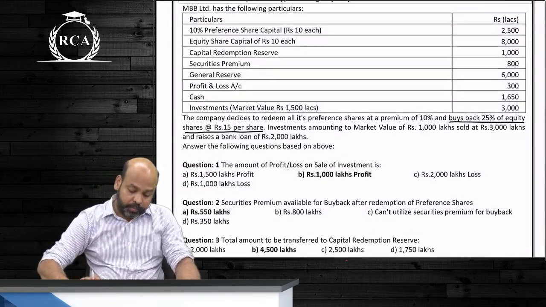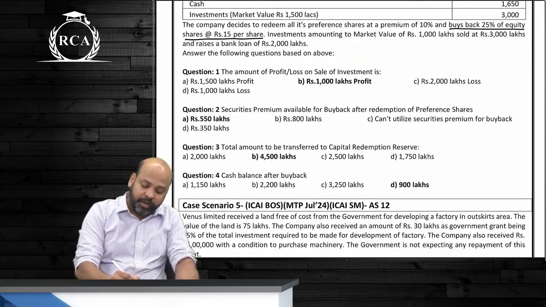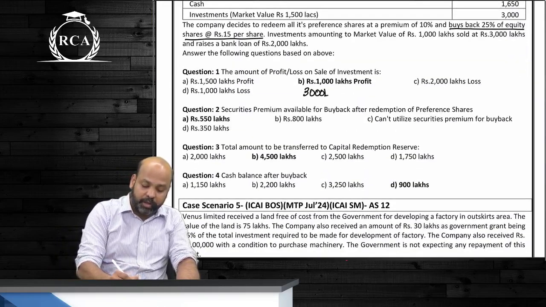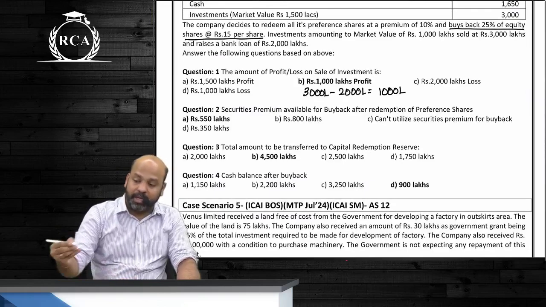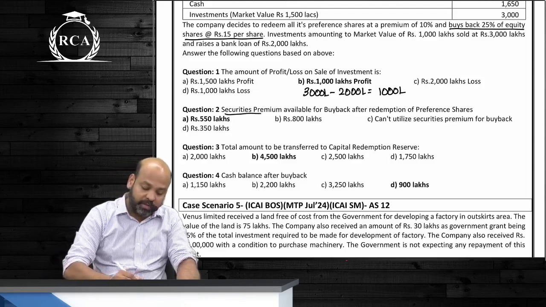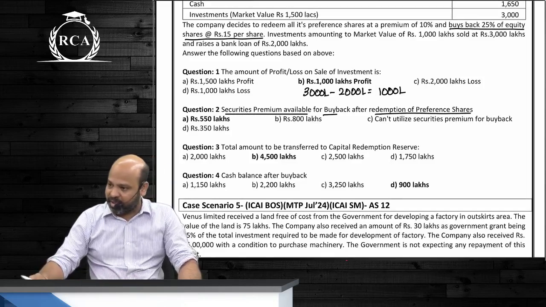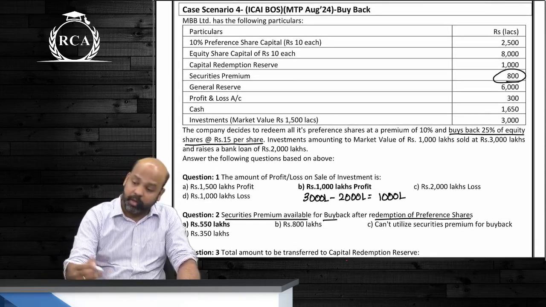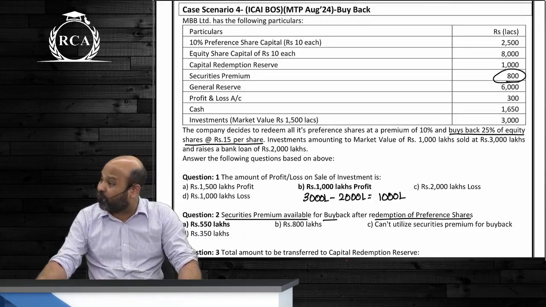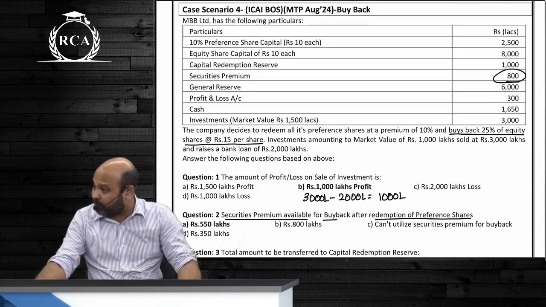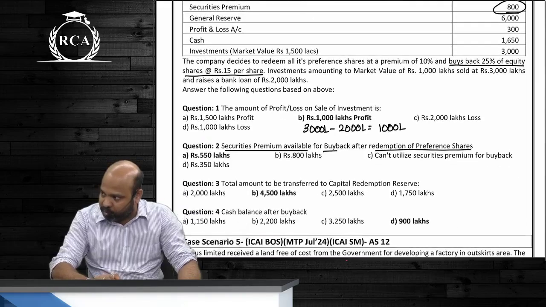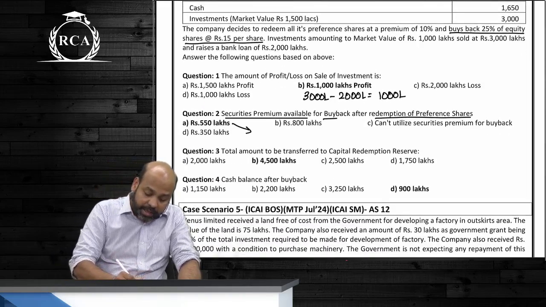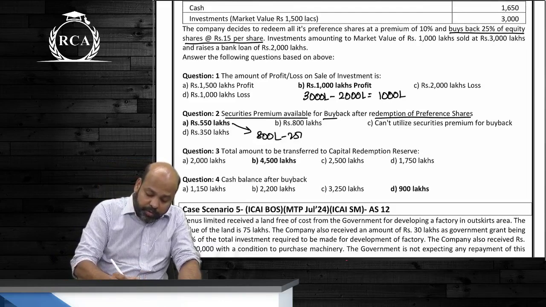Now, guys, the amount of profit or loss on sale of investments. We sold it for 3000, cost of which was 2000. Therefore, profit is 1000. Now comes the most important assumption. It asks what will be the securities premium balance available for buyback after redemption of preference shares. Frankly speaking, had this been a regular descriptive question, the answer would have been the same, 800, because premium on buyback of equity shares is not written off against securities premium. But this answer is based on the assumption that premium on redemption has been adjusted against it. That is why it is being reduced by 250 lakhs.